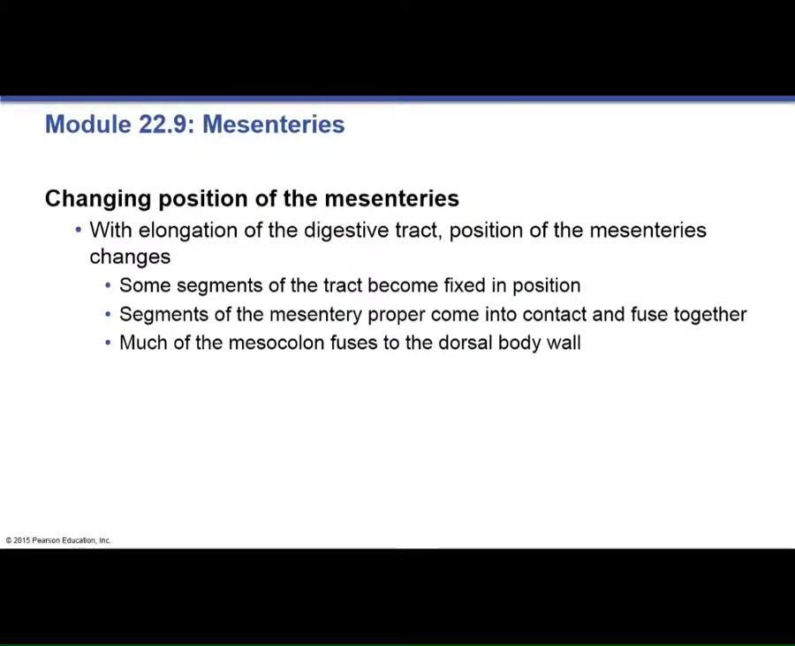Now, as the digestive tract is changing, the mesenteries will also change, and some of the tracts will eventually become fixed and fuse together. And so this is during development. There'll be some of this changing with the mesenteries, but eventually everything becomes sort of fixed and becomes connected and fused together within your body.